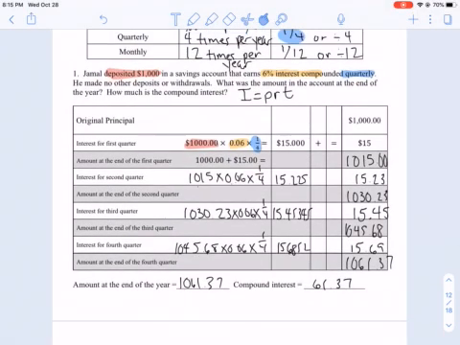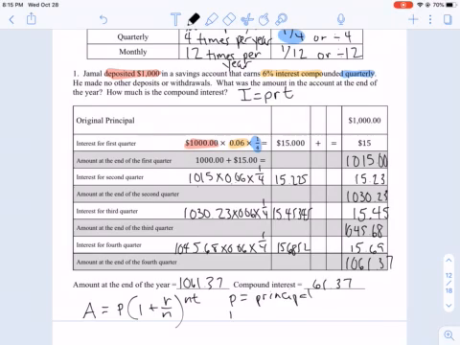Or we can use the compound interest formula, which is amount equals principal times 1 plus our rate divided by n, raised to the n t. Each of these stand for P, principal. R is our rate, that didn't change. N is the number of times compounded. And T is our number of years.